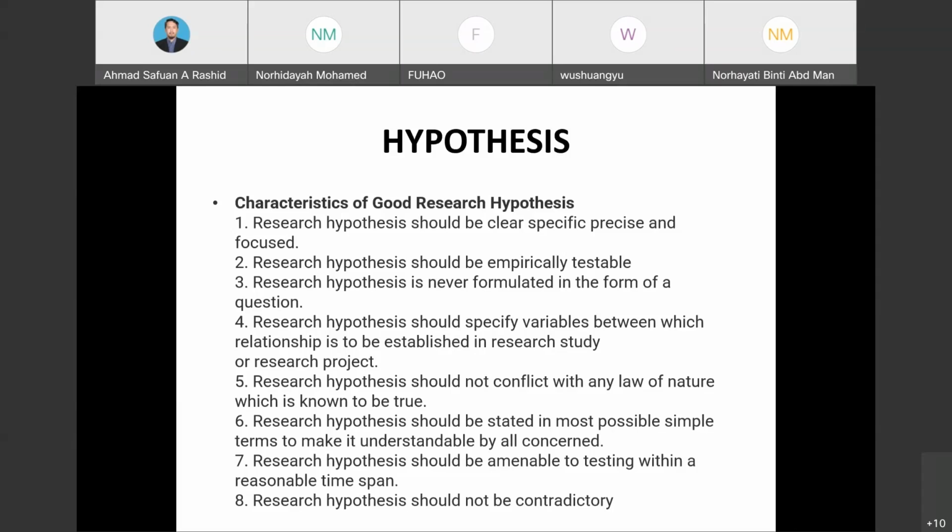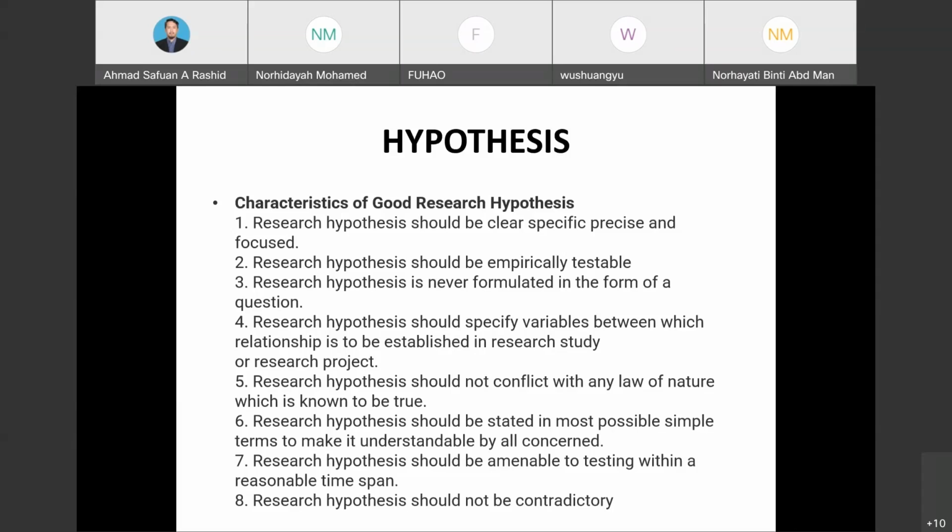A research hypothesis is never formulated in the form of a question. A research hypothesis should specify the variables between which a relationship is to be established in the research study or research project. So as I told you before, it is about variables.